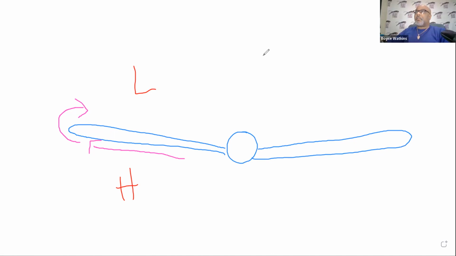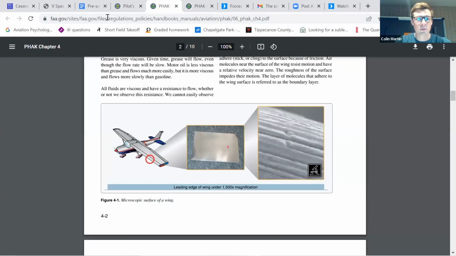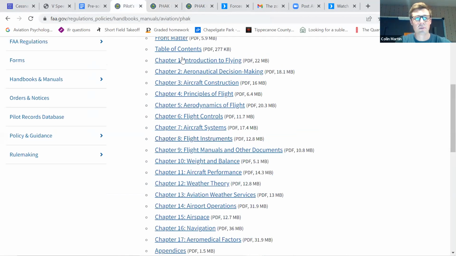Okay, cool. Is there anything special to know about induced drag, or is it just something that requires more power to overcome? Yes. So concerning these types of drags, it's in this one. No, it's in this one.